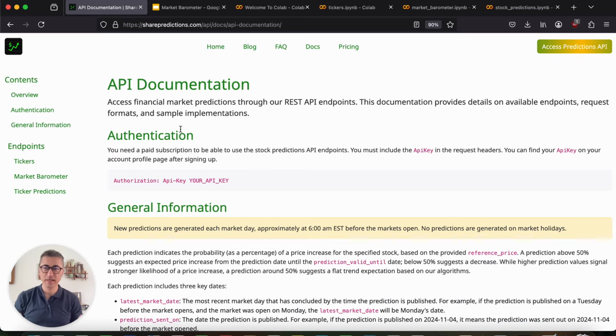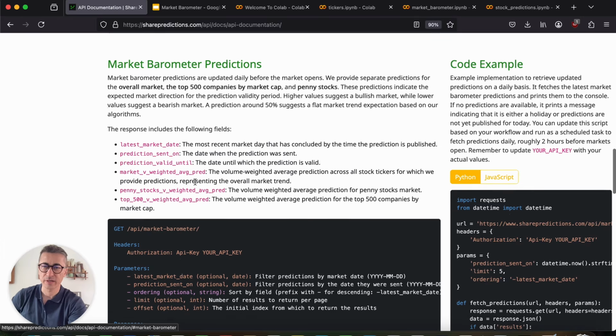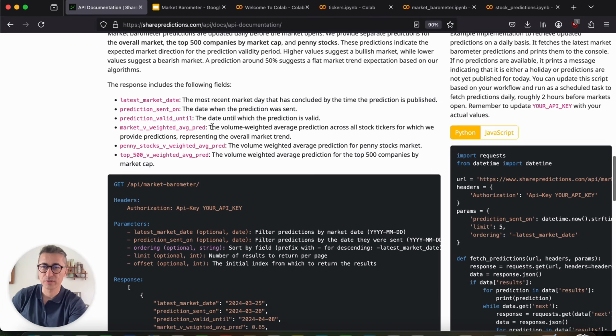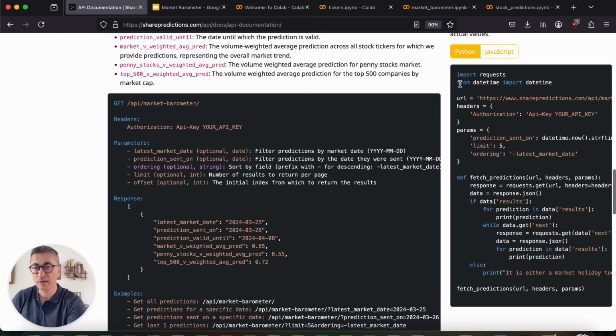Again, to be able to get a fair understanding about the API endpoint, you just come to Share Predictions, then click on the docs here, and then click on the Market Barometer endpoint, where you find a lot of information about the filtering options, which kind of data is being returned, and even a code example that you can utilize to get the market barometer predictions.